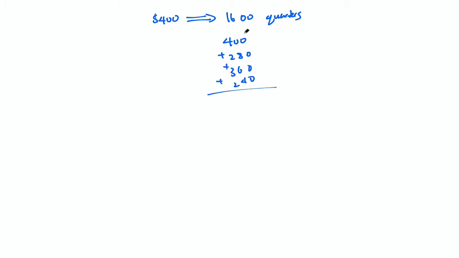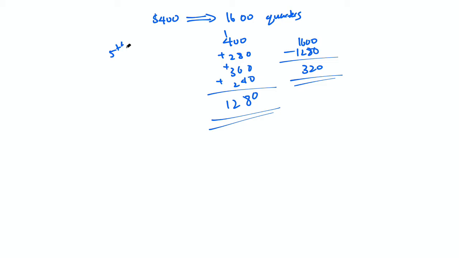So adding them all together, here you get 1,280 quarters. So then if you subtract 1,280 from 1,600, you end up getting 320, okay? So this is how many quarters are in the 5th vending machine. So the 5th vending machine is 320.